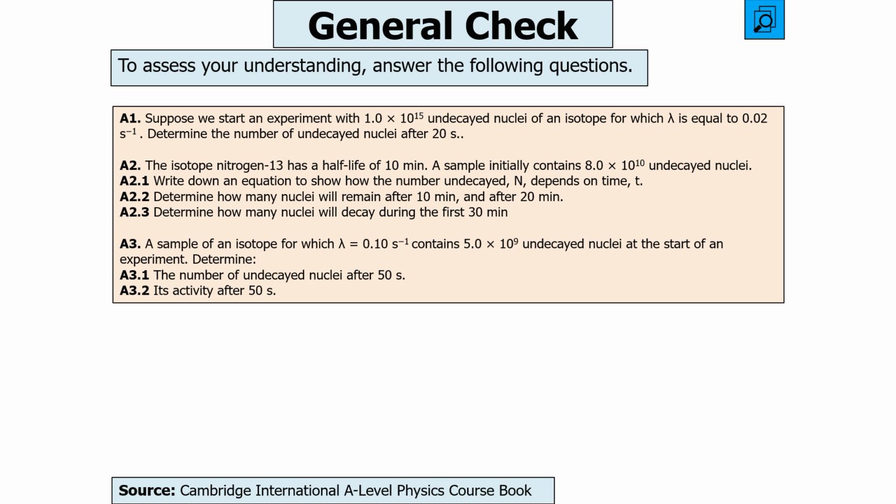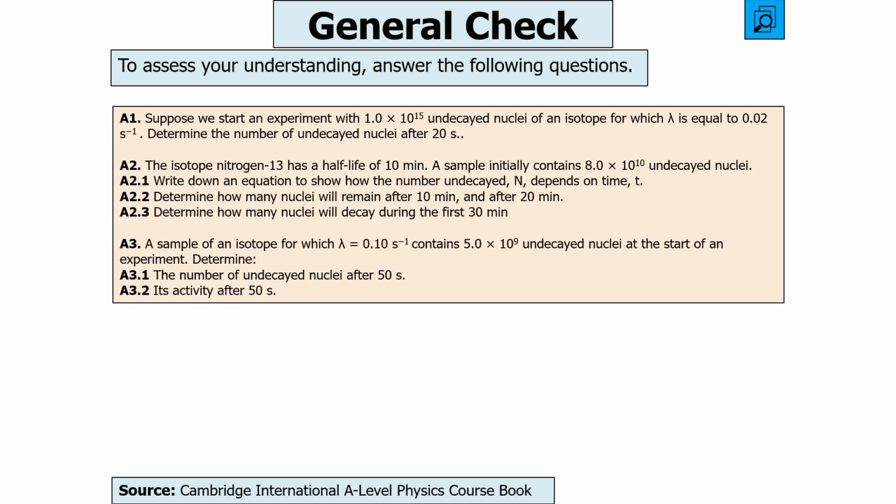The isotope nitrogen-13 has a half-life of 10 minutes. The sample initially contained 8 times 10 to the 10 undecayed nuclei. Write down an equation to show how the number undecayed, N, depends on the time. Determine how many nuclei will remain after 10 minutes, then after 20 minutes.